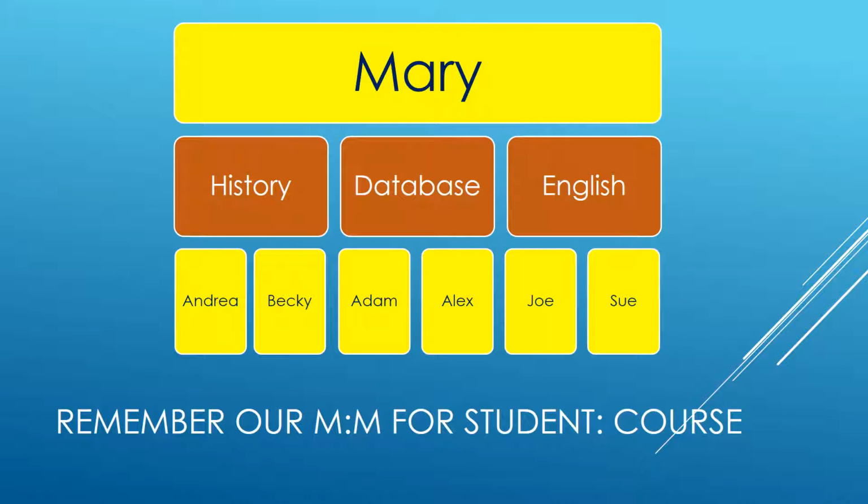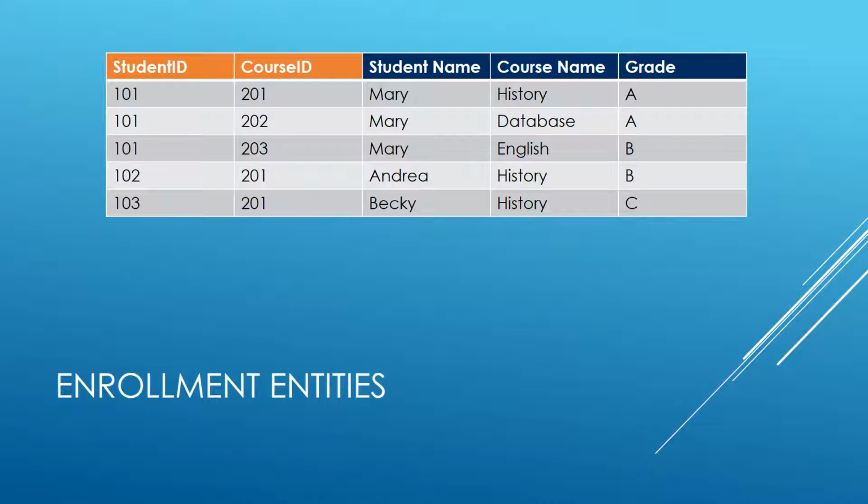Let's go back to our bridge table and our many-to-many relationship between student and course. As a reminder, a student can take many courses and many students can take the same course. Remember that the enrollment table is the bridge table between student and course.